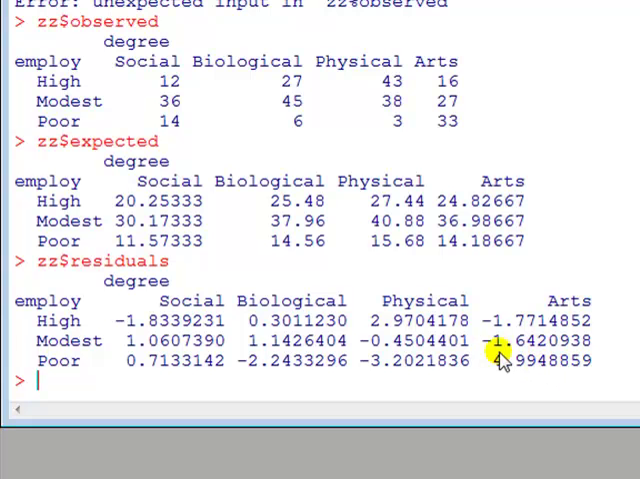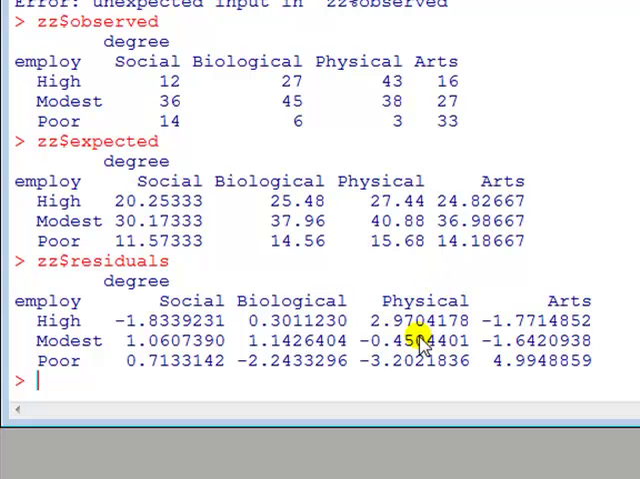What we can see is that this one is the highest one, and that corresponds to art students that have poor employment expectations. If we look at that more closely, the observed is 33 for that cell, but if the null were true, you'd expect 14. So what you observe is higher than what you would expect. In other words, more art students than you'd expect have lower employment expectations.